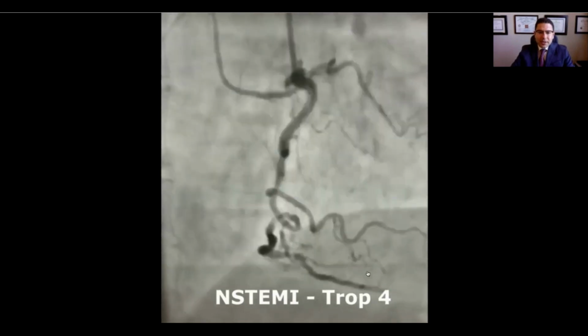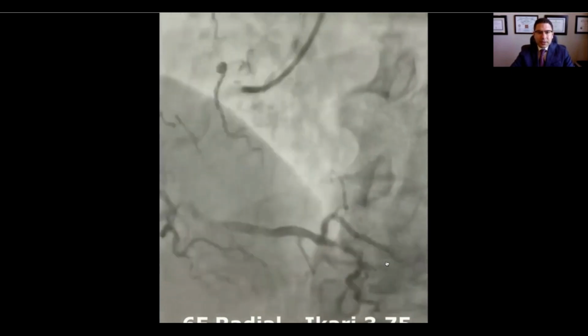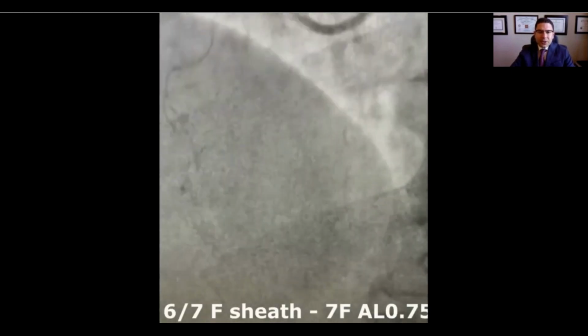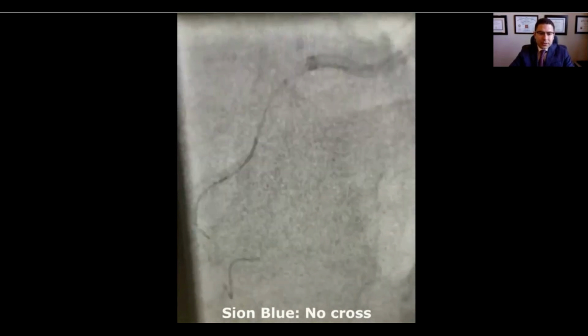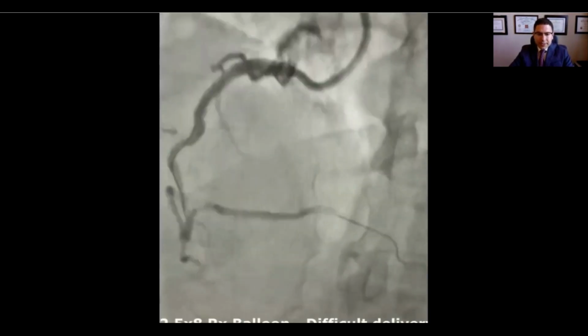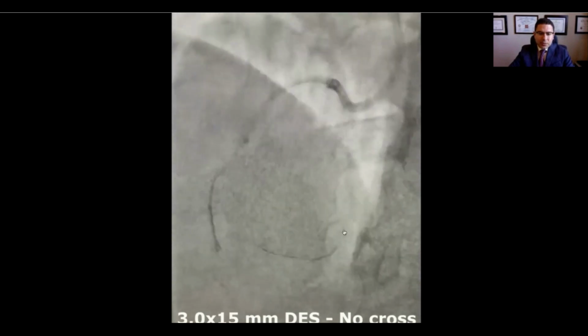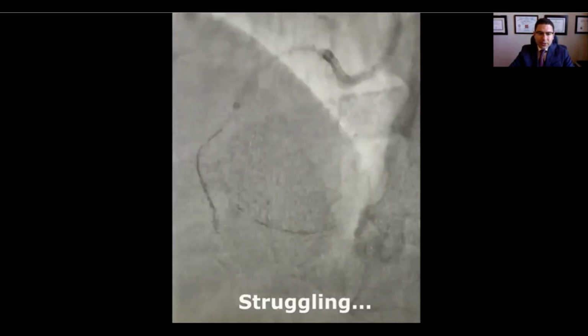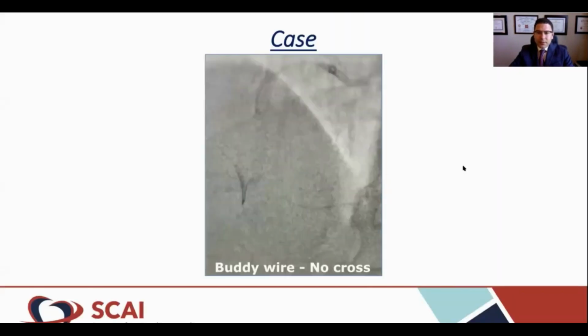This is a non-STEMI case that I had, with a very tortuous right coronary engaged with an Ikari 3.5, exchanged for an AL 0.75. A Cyan Blue would not cross, a Cyan Black finally crossed. A 2.5 by 8 balloon was inflated, and the balloon-assisted technique was used with the Guideliner, but the stent would not deliver. At the last turn, I was just struggling here, and I'd love to share how we resolved the case at the end of this presentation.